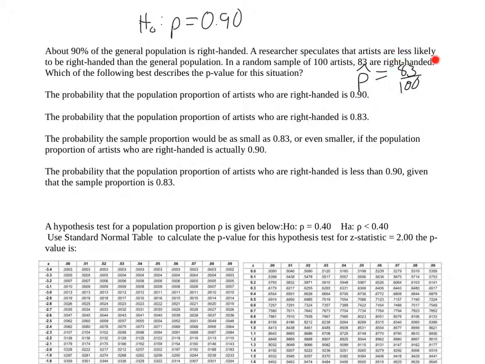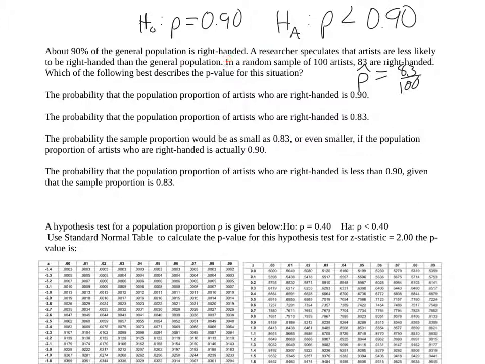We also know what the alternative hypothesis is. A researcher speculates that artists are less likely. Whatever the researcher is speculating is almost always going to be your alternative hypothesis. So let's write that too. Most of the time we're going to see it look like this: HA. In this case, it's going to be that p is less than 0.90. All right, so that's all the information we have.